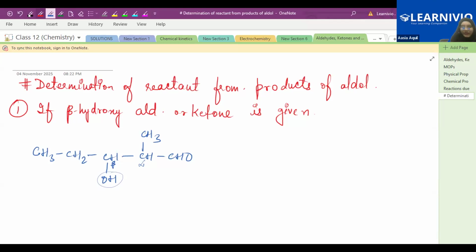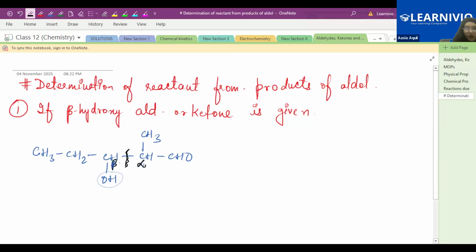Now, if beta hydroxyaldehyde is given, how will you predict the reactant? See here, that is very easy. First, you have to analyze the question to see which group is given, whether it's a beta hydroxyaldehyde or beta hydroxyketone. After that, just check which carbon is alpha carbon and which carbon is beta carbon. Alpha carbon and beta carbon identify कर लिया आपने. This is your alpha carbon, this is your beta. First step. Second step, just break this bond, the bond between alpha and beta carbon.